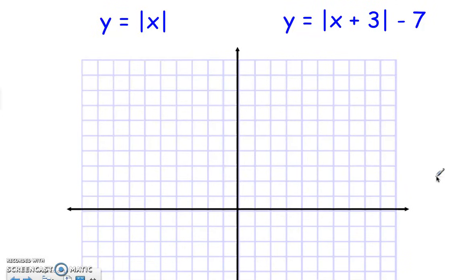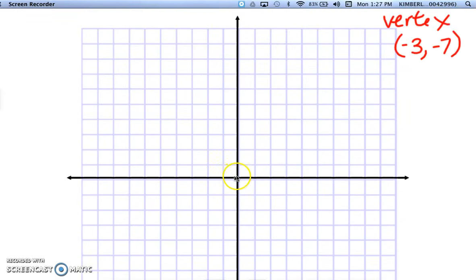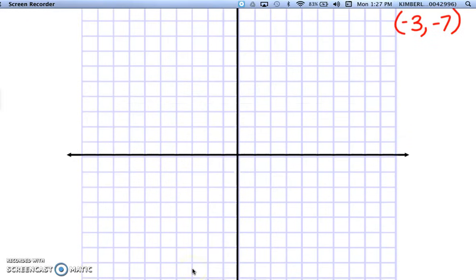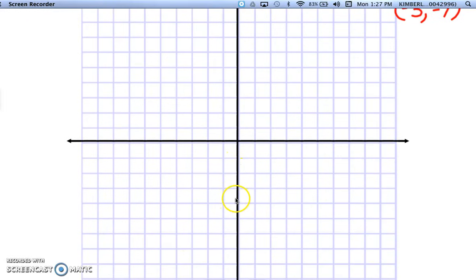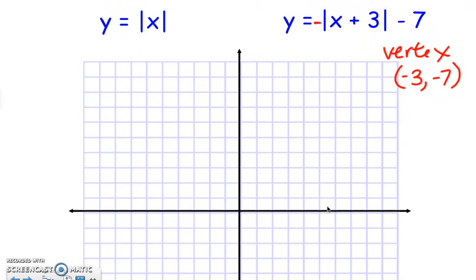Let's change this problem a little bit and put a negative on the outside. And we'll talk about that. So first I'm going to get my vertex. So I'm going to change the sign in the bars and get -3. I'm going to keep that sign on the outside. So my vertex is -3, -7. So I need to graph that down here. So I would go -1, 2, 3, and down 1, 2, 3, 4, 5, 6, 7. I think that's right here. Okay, so that is my vertex, -3, -7.